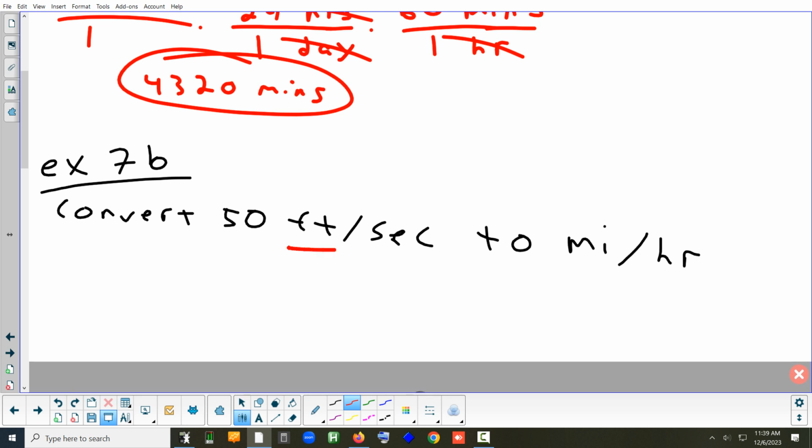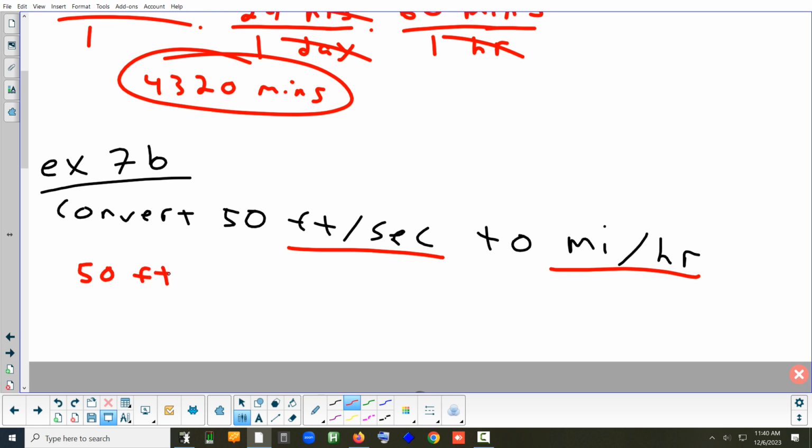Now, feet per second. What kind of speed would that be? Is that angular or linear? Linear. And then miles per hour. Is that angular or linear? Linear. That's still linear. So it's a little bit more complicated because we have to deal with two different units. But it's still linear to linear. We're not doing angular to linear yet.